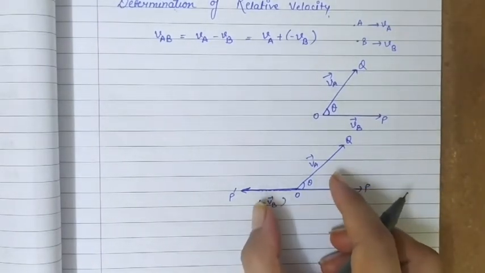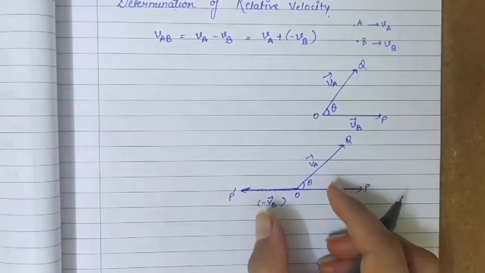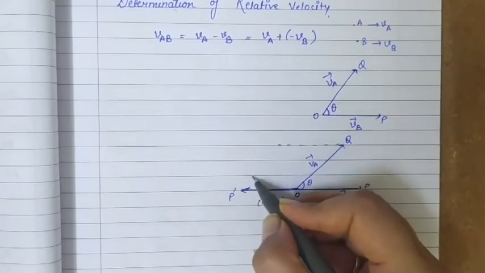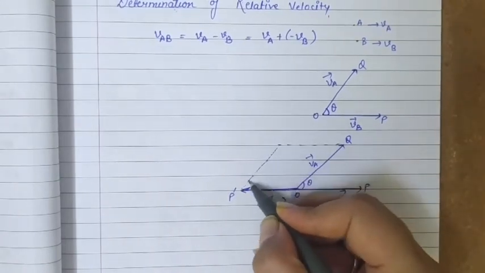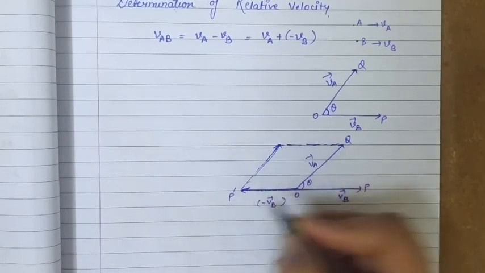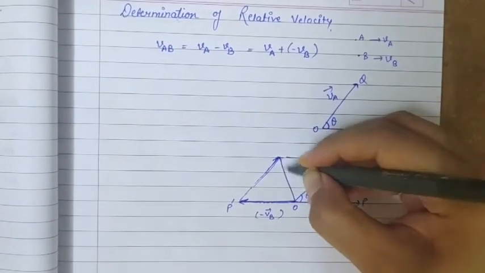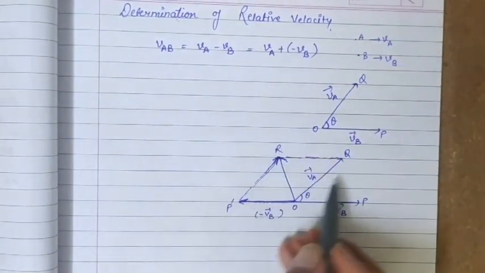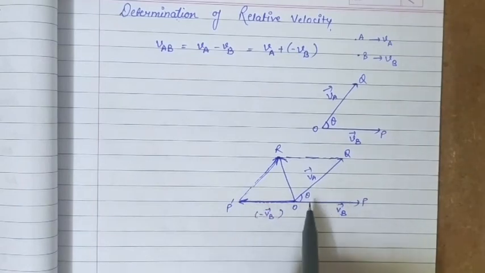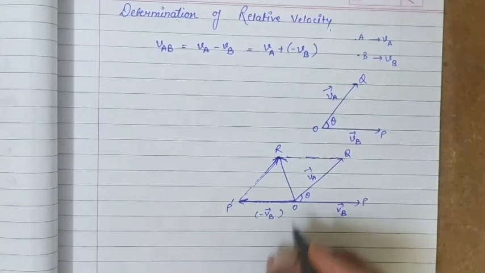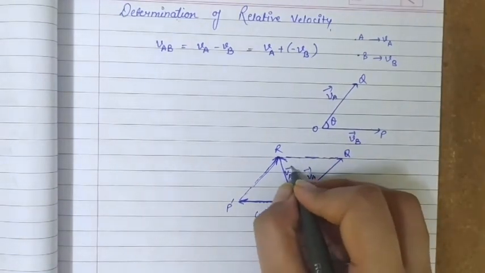For this we are going to use the law of vector addition, that is called the parallelogram law of vector addition. We can take the resultant of these vectors by forming a parallelogram with sides. The resultant of these two vectors is along OR vector. The diagonal of this parallelogram formed by the adjacent vectors OQ and OP dash is the resultant of these two vectors, that is OR vector, and it is given as VAB vector.